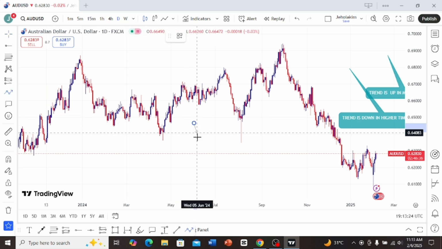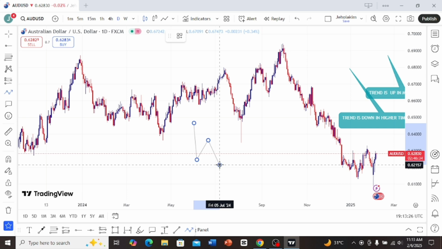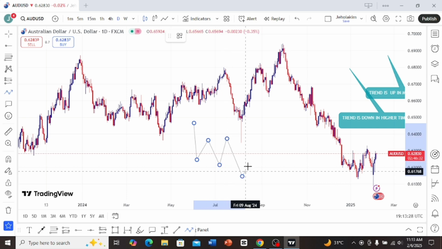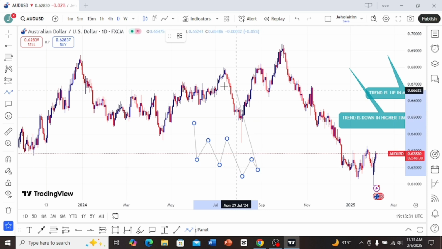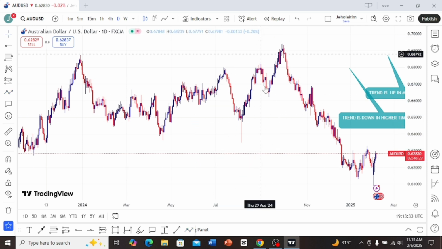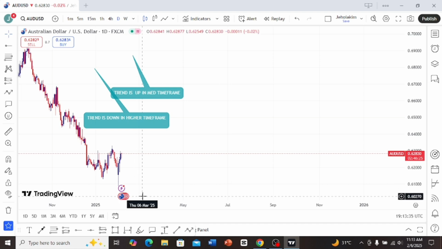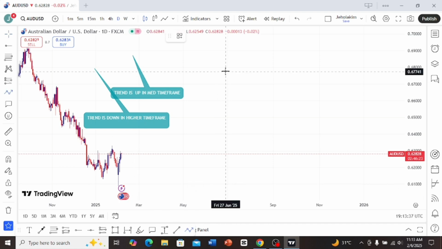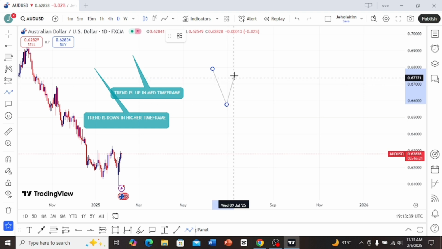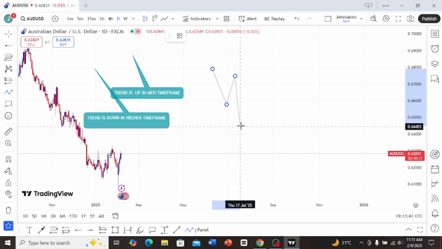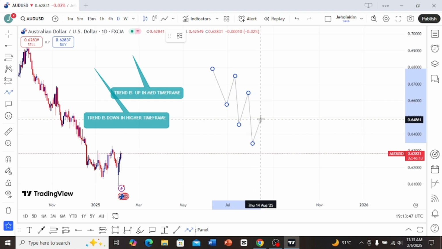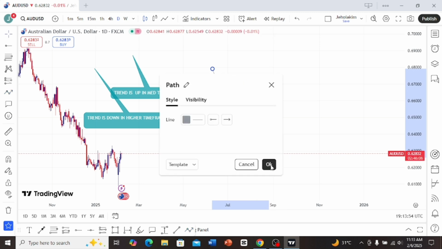Let's assume the market is moving in a downtrend. I don't know if you are seeing what I'm doing. Let me go to a clear page so that you will see what I'm doing. So assuming the market is moving lower low, lower high, lower low, lower high, lower low. So this is a typical downtrend.